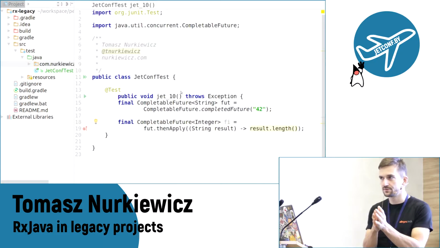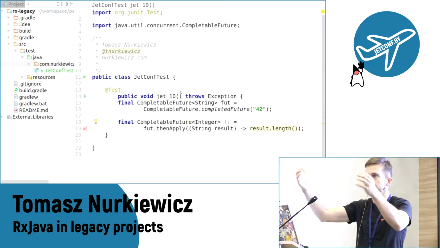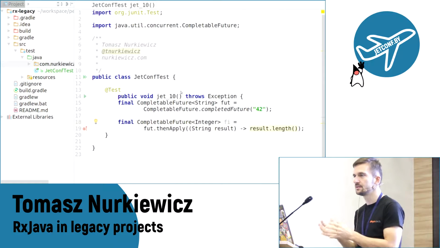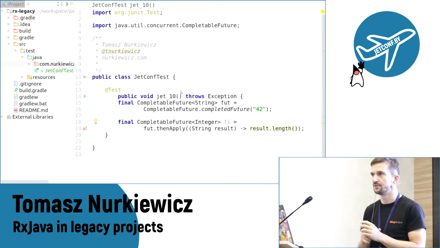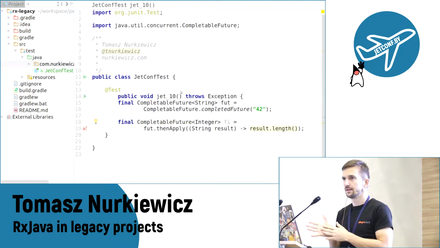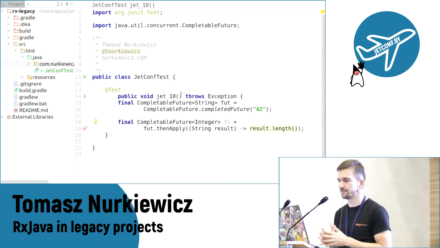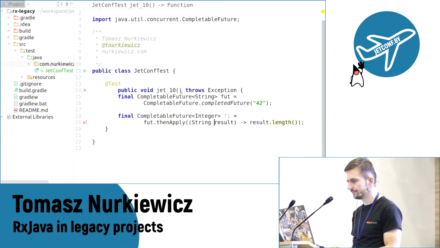So I have a future of string, some string that will be available in the future, and when the string appears, I will apply a transformation, and then I will get a future of integer. Do you get it, most of you? Okay, fantastic. So this is actually a very good introduction to RxJava. So here we have this thenApply.